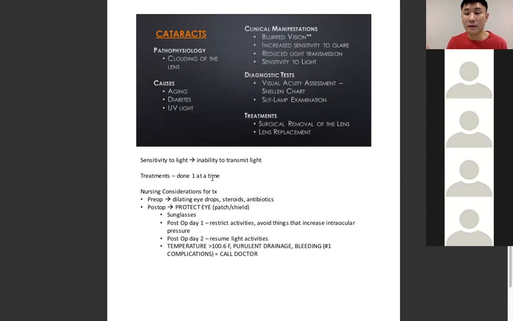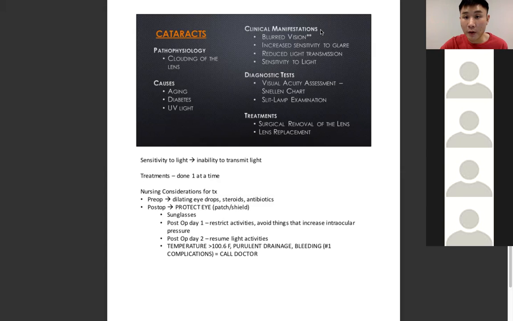Post-op, definitely as a nurse, you have to teach the patient to protect the eye by using an eye patch or eye shield. So it's really important if there's a question, for example, what do we do post-op for a patient? What you would do is teach the patient to use an eye patch and keep the eye patch on the eye. And when they sleep at night, they should have a shield so that they don't touch their eyes or accidentally remove the patch.